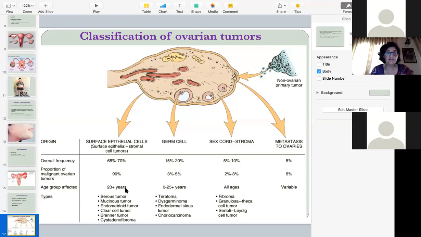Now, the surface epithelial tumors are of all these types. We will talk about these today. Germ cell tumors are these types: teratoma, dysgerminoma, endodermal sinus tumor, choriocarcinoma. These are the sex cord tumors. These two we will discuss tomorrow along with the metastatic. Today we are going to discuss the various types of surface epithelial tumors, which are the most common and the most important malignant tumors of the ovaries.